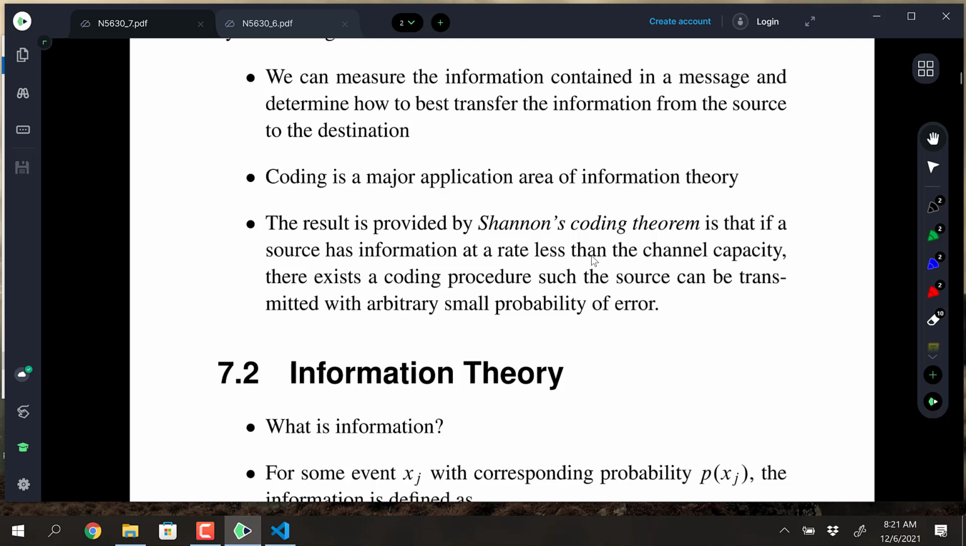Fundamentally, Shannon has the fundamental coding theorem that if a source has information at a rate less than the channel capacity, then there exists a coding procedure such that the source can be transmitted from source to sink with arbitrarily small probability of error. That's fundamental, but it leaves one important thing out, and I'm kind of a practically minded person. It doesn't tell you exactly how to build it. It just says there exists.